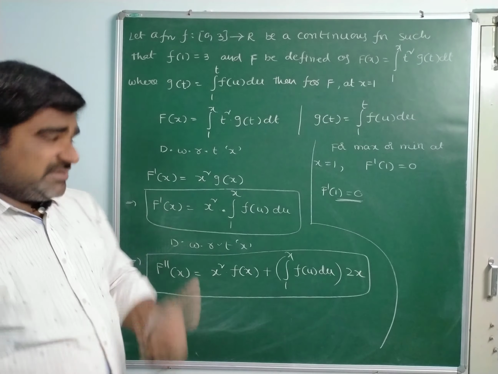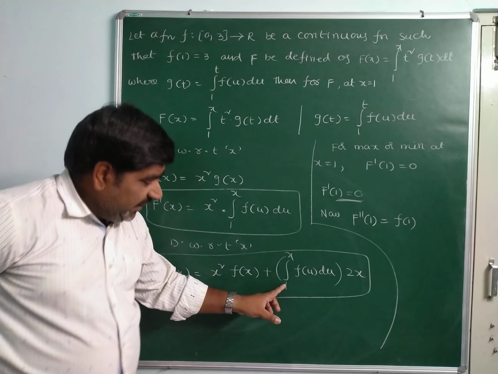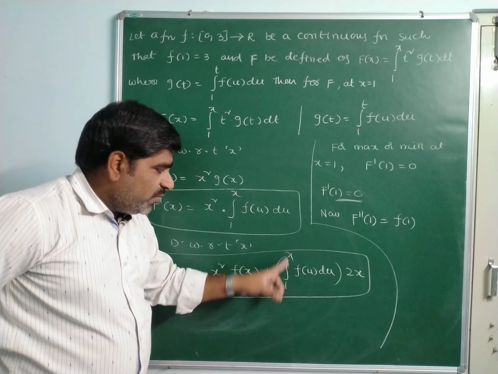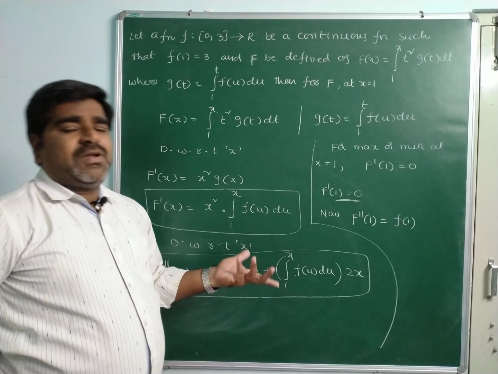So 1 into f of 1, that is small f of 1, plus integral from 1 to 1. The upper limit and lower limit are the same now, so the value of that definite integral becomes 0. So 1 into f of 1 plus 0.